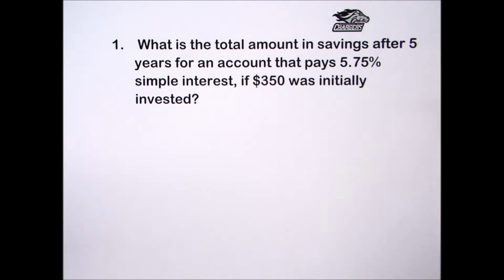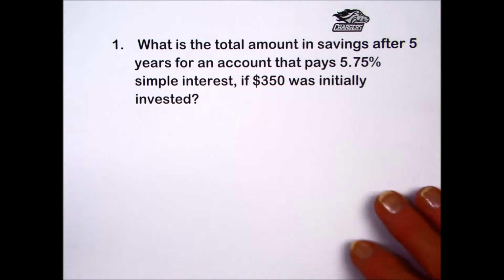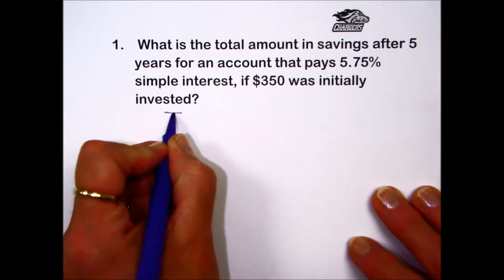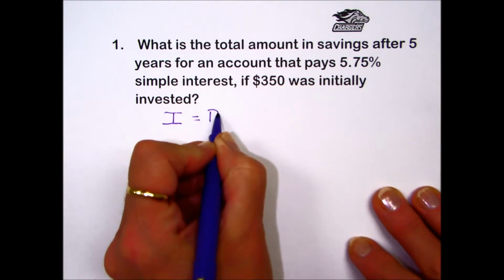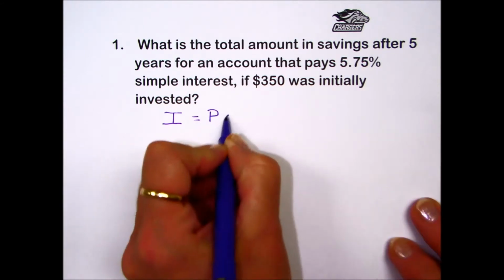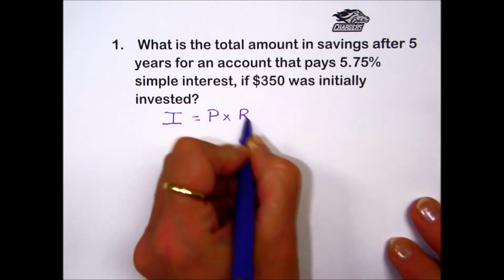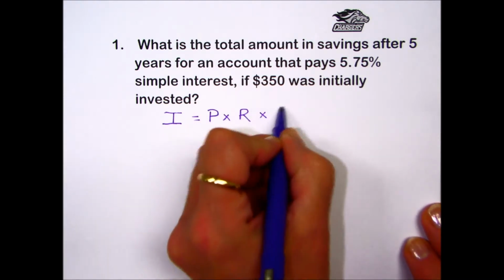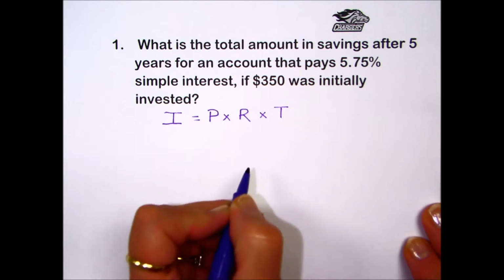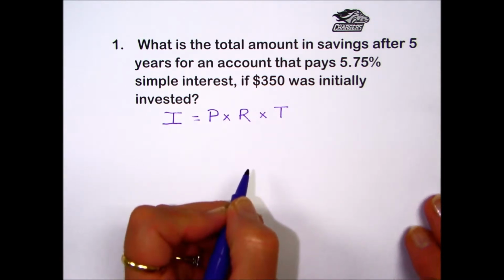called the principal. This is the formula used to calculate simple interest. The simple interest, represented by I, is found by taking the principal, P, times R, the interest rate, expressed as a decimal, times the time, and time is always expressed in years.